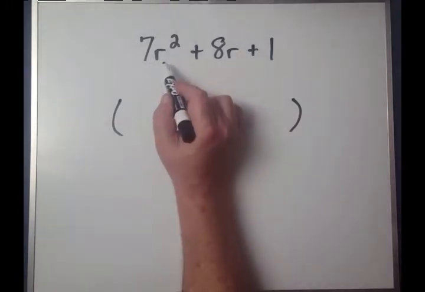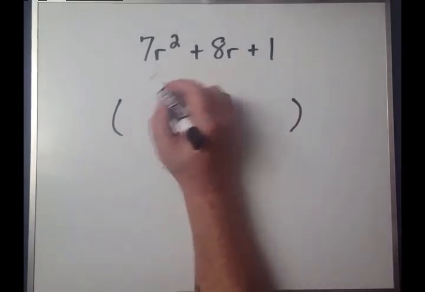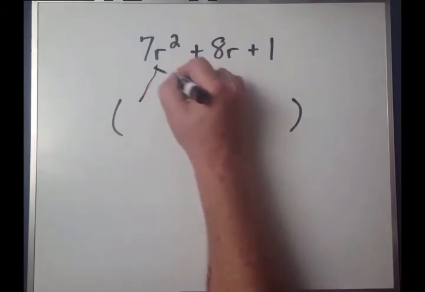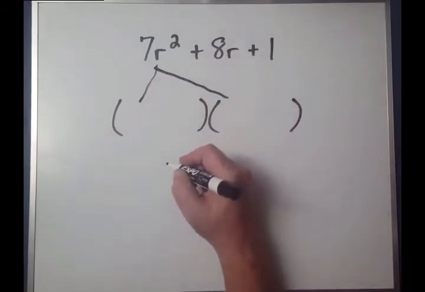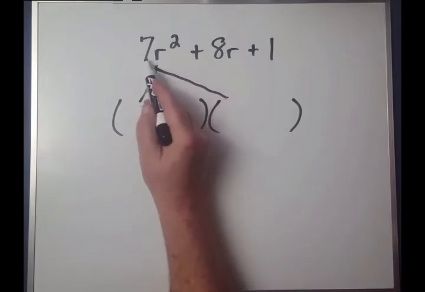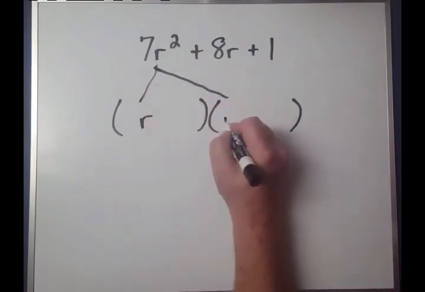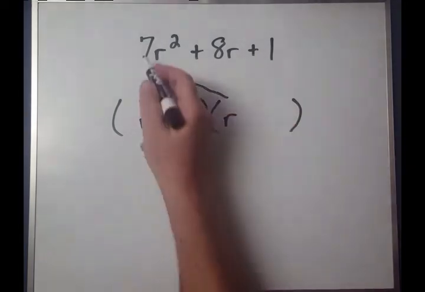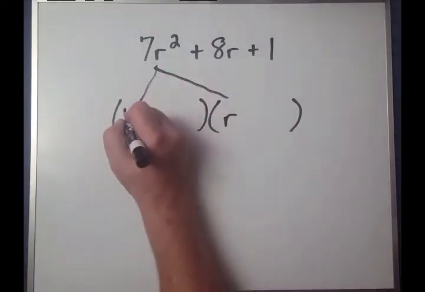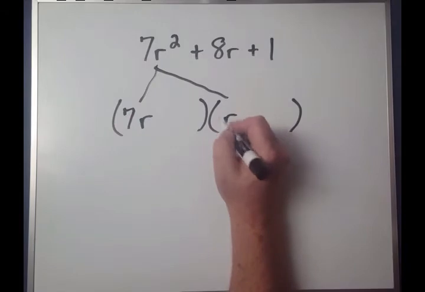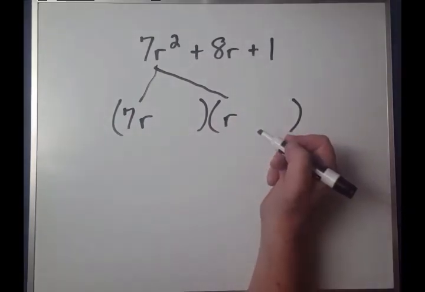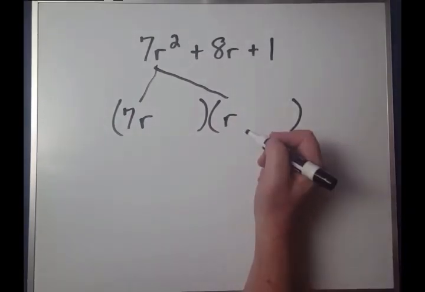Where did this first term come from? Well, that came from the F in FOIL. That's the product of the first. What would give me a 7r squared? Well, it's got to be a couple of r terms. And the only way 7 can fall apart is 7 times 1. I'm not going to write the 1 as a coefficient on r. So far, I haven't guessed at anything.